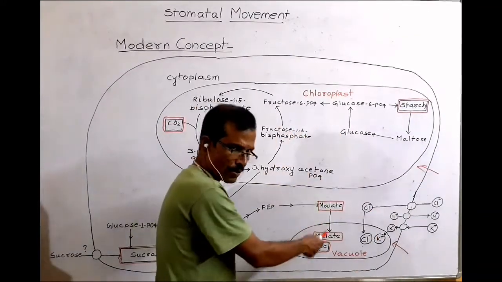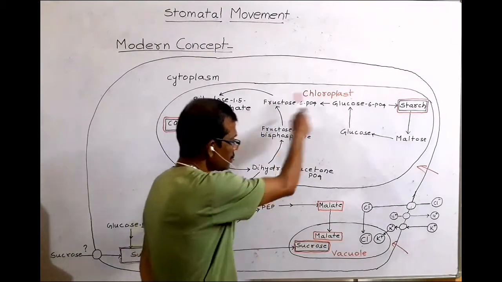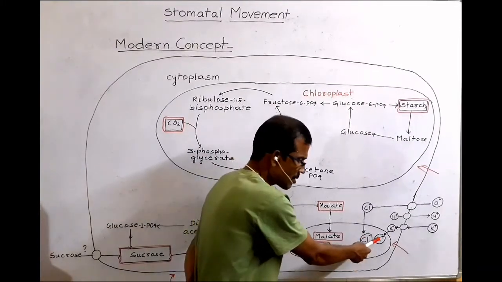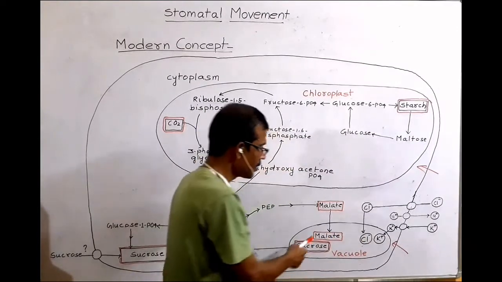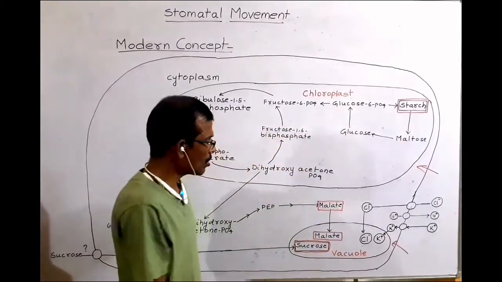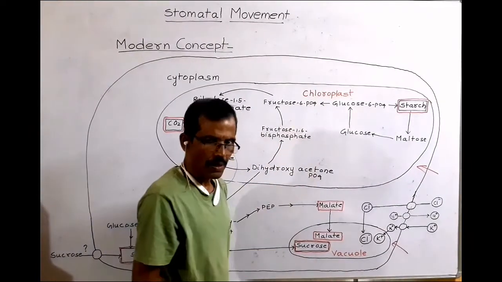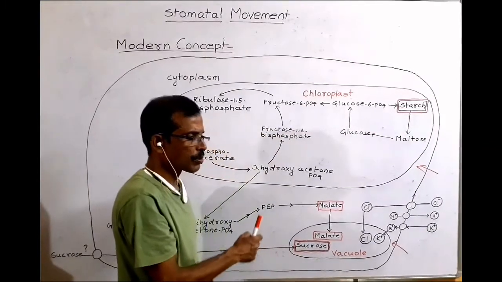In addition to this, malate is also synthesized. So inside the guard cell, there is accumulation of potassium ion, chloride ion and malate ion inside the vacuole. So the osmotic potential of the guard cells decreases. So water potential of the guard cells also decreases.